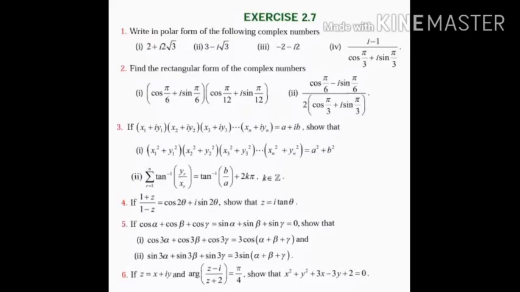In this class, we have completed exercise 2.7. Please understand the concept and then do the sum, students. Thank you.